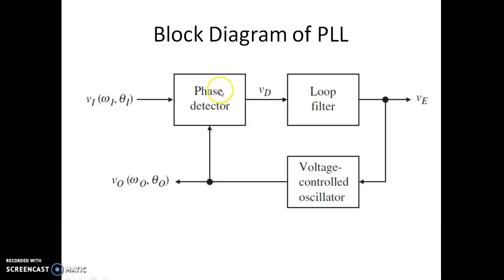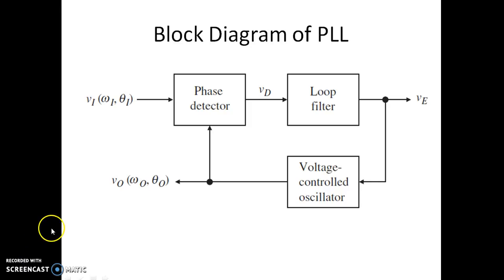We know that there is a block diagram of a PLL having a phase detector, loop filter, and a voltage controlled oscillator. In the previous video, we were looking at a typical example where the VCO is oscillating at a frequency of 100 kilohertz, and we were varying the input frequency around 100 kilohertz.